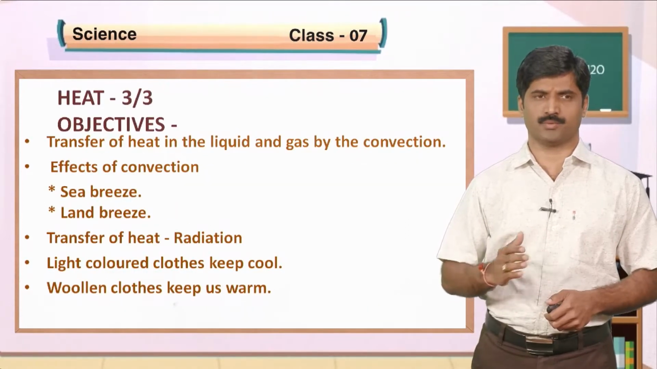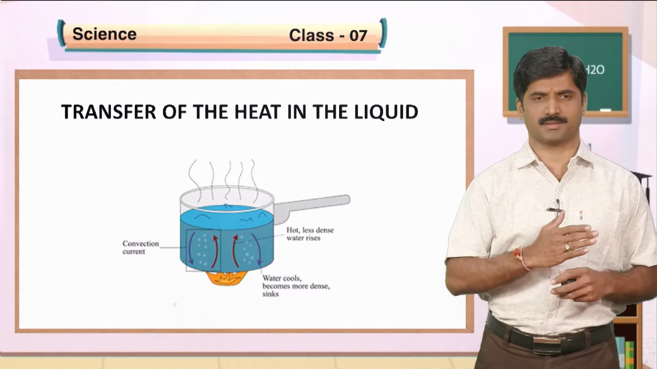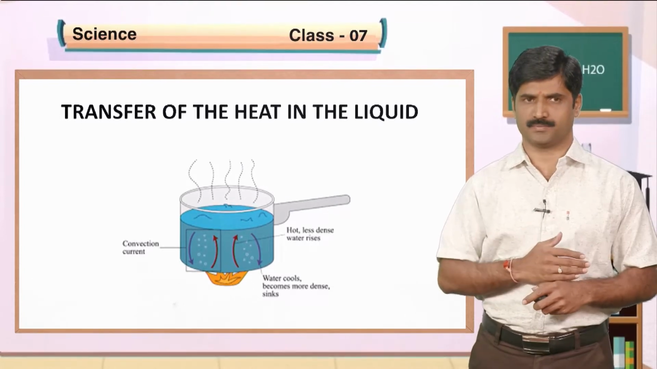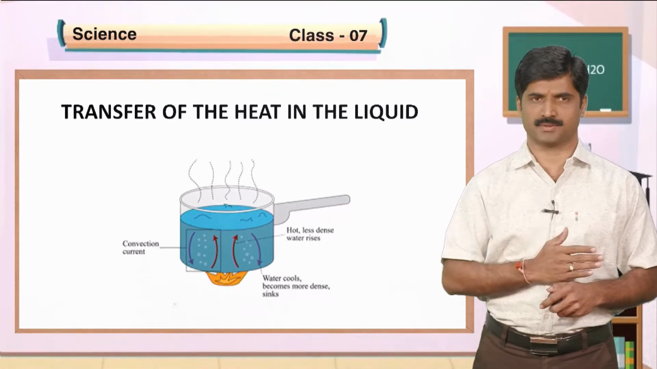Today we will study transfer of heat in liquid and gas by convection, the effect of convection, that is sea breeze and land breeze, and transfer of heat by radiation. We will come to know how light colored clothes keep us cool in summer and how woolen clothes keep us warm in winter. In the last part, we studied how heat transfers through a solid. In this part, we will study how heat transfers in liquid.